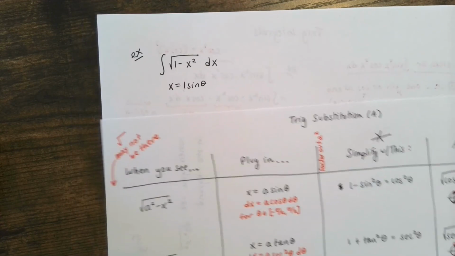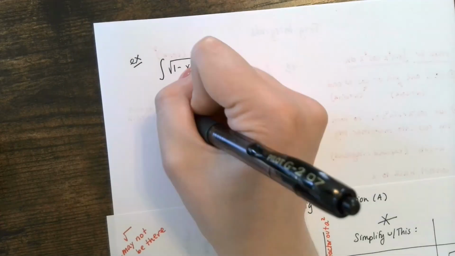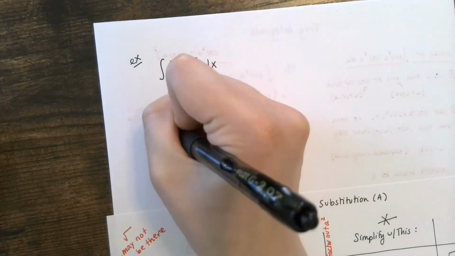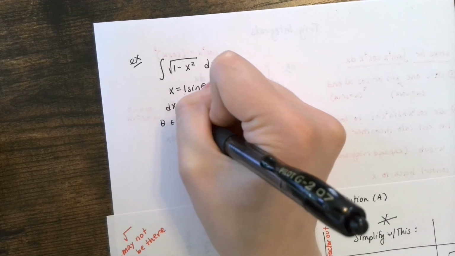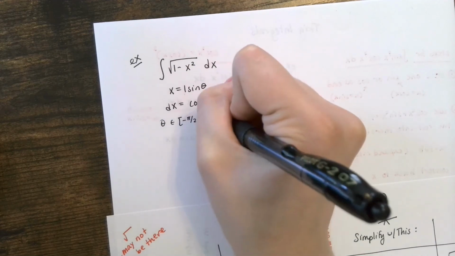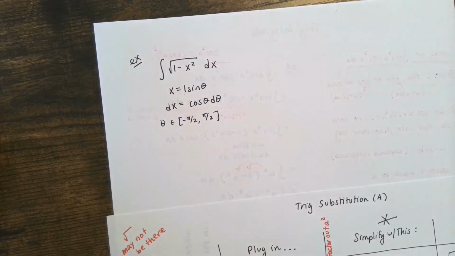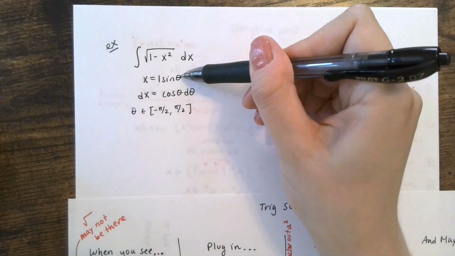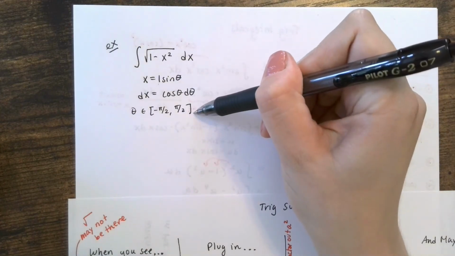Okay, so now I'm going to compute the dx. That would mean dx equals cosine theta d theta. And then I'll remind myself about that range of theta. Don't stress about memorizing it, because you can always have these charts in front of you. Anytime you do the sine substitution, this will be the range for theta.